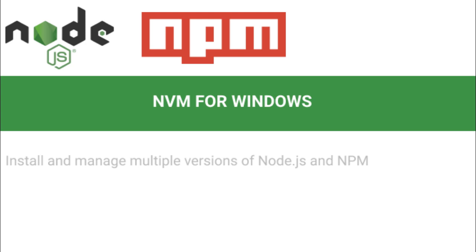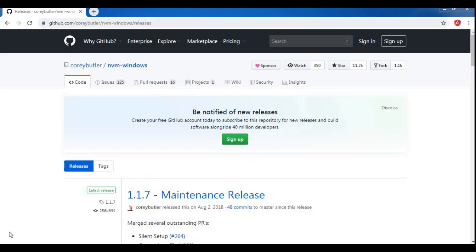In this video I will tell you how you can install NVM so that you can manage multiple versions of node.js and NPM on your Windows 7 and above operating system. So let's get started. First we'll download NVM for Windows from the GitHub repo of NVM Windows. Let's go to the release website and download the latest NVM setup, that is 1.1.7.